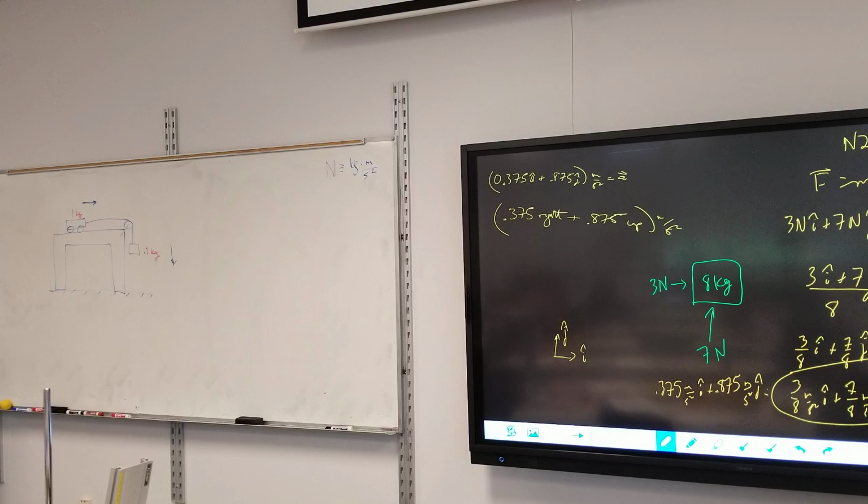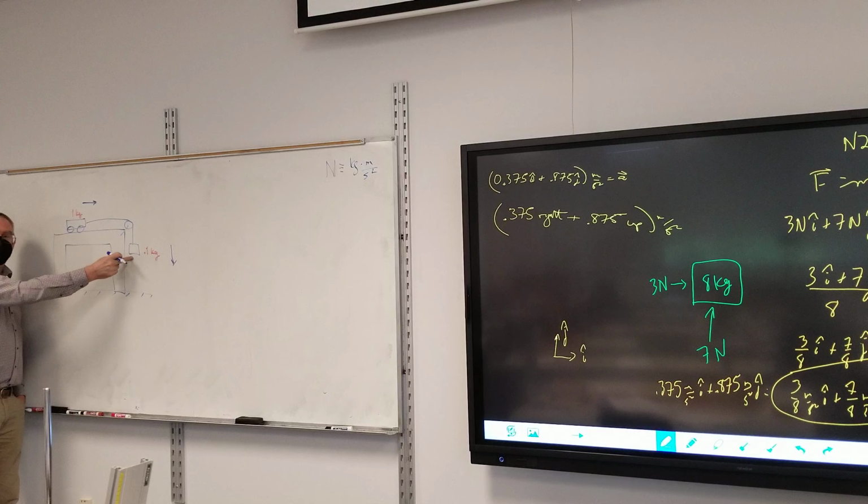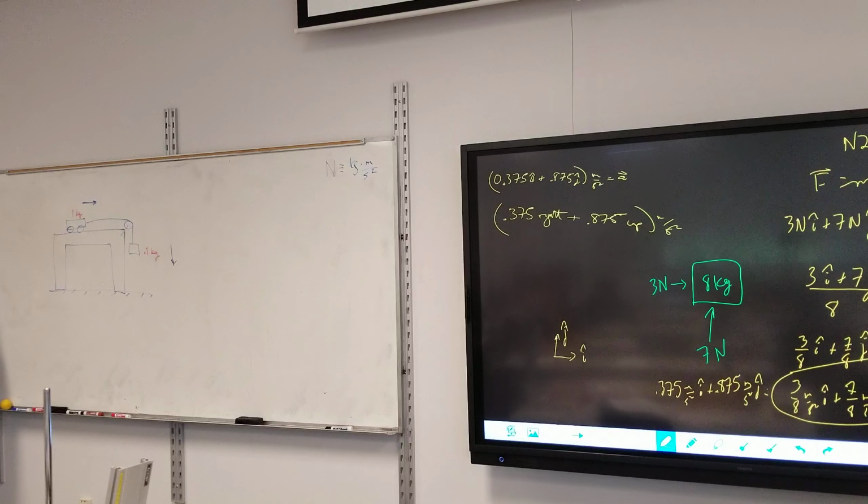What force is causing the whole system to move? Tension's not causing the whole system to move. If I snip the rope, part of it would still move. Weight. I got several objects here. The weight of what is going to cause this whole thing to move? The box. Yes. The weight of this is what's going to drive the whole system.